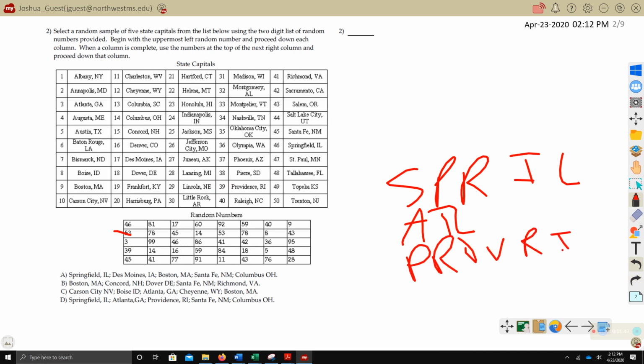Providence, Rhode Island. Okay, and you may look at it and go, oh, the answer's got to be D, but let's keep going just to get a feel for this. Then we go 45, and 45 is Santa Fe, New Mexico. Okay, Santa Fe, New Mexico.